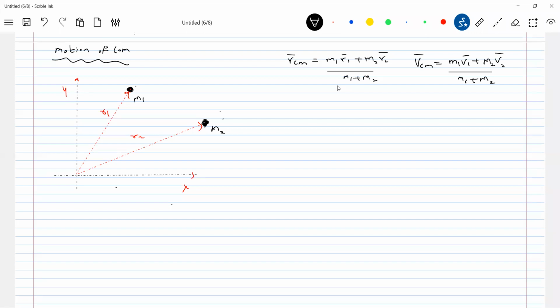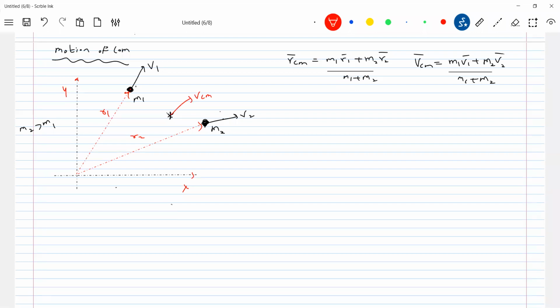Let the velocity of this particle be V1 and the velocity of the other particle be V2. Let m2 be heavier than m1, so the center of mass of the system should lie somewhere here. Velocity of center of mass will be directed in this way. As the particles move, the center of mass is also going to move.